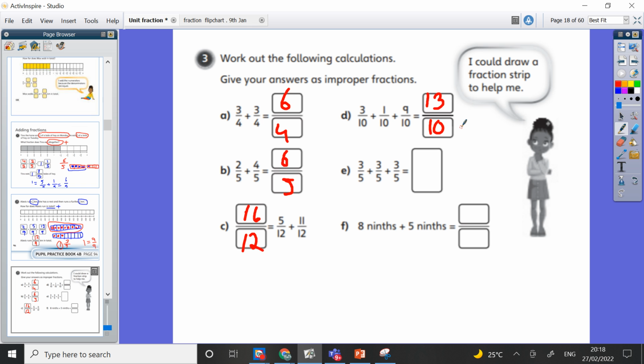13 over 10. Now part E, as in the previous, the denominator will be the same, the numerator will be added up, that will be 9 over 5. Now question F says 8/9, meaning 8 out of 9, plus 5/9, meaning 5 out of 9. So the denominator is 9, but the numerators will be added up. 8 plus 5 is 13. Hope you understand.